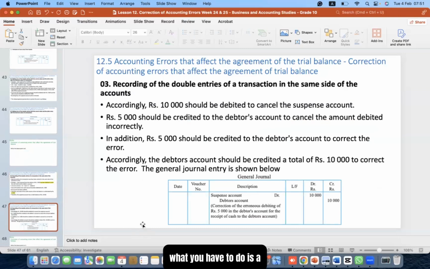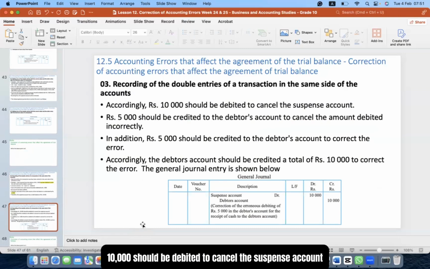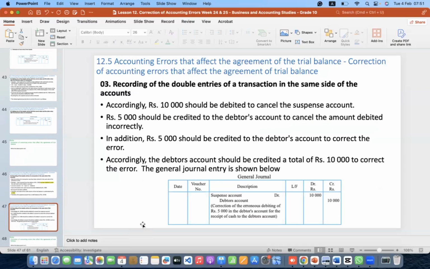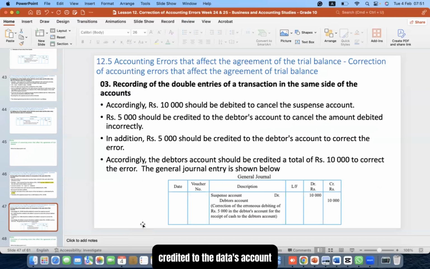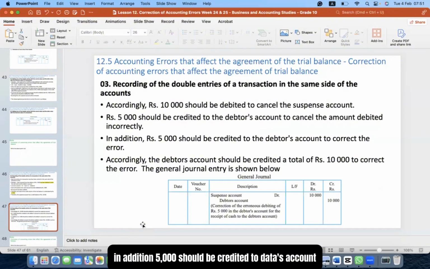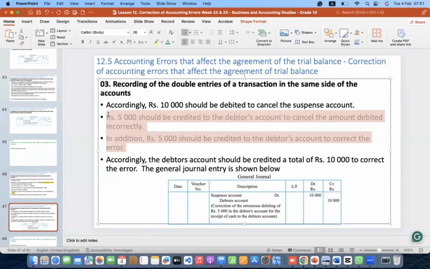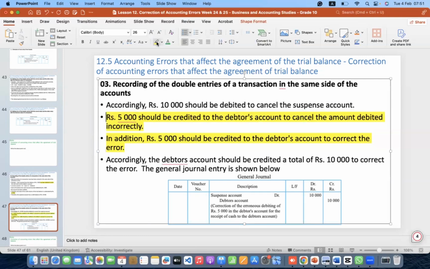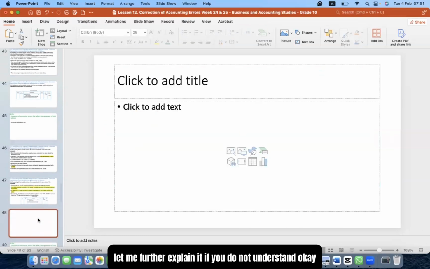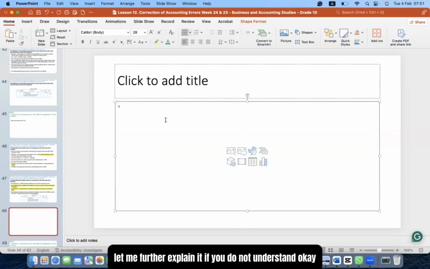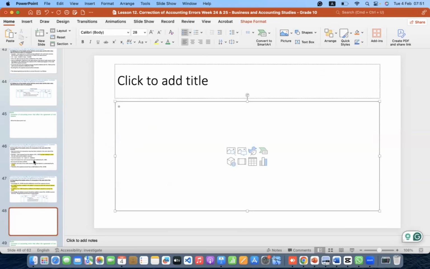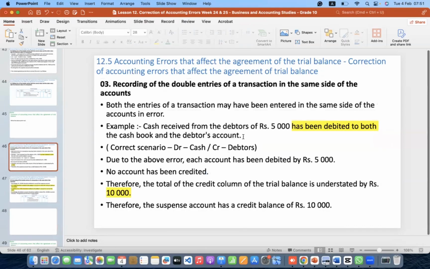So accordingly, what you have to do is 10,000 should be debited to cancel the suspense account, and 5,000 should be credited to the debtors account to cancel the amount debited incorrectly. In addition, 5,000 should be credited to the debtors account to correct the error. These two points are the important ones. Let me further explain it if you do not understand.